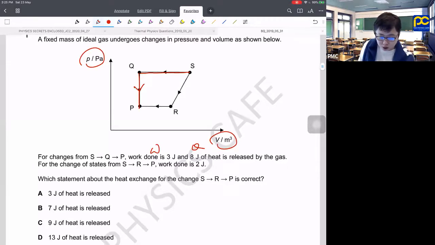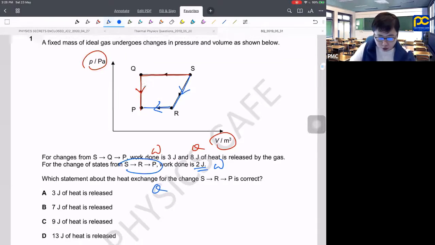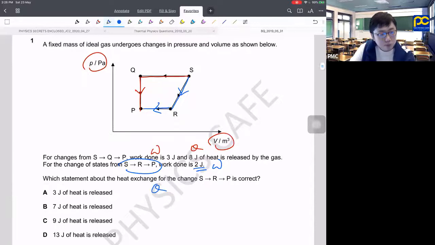Three joules of work done. Heat transfer is 8. Then after that, they go over here and ask, how about S, R, and P? The direction is like this, S, R, and P. Then they give me the work done. You're asked to find the Q for S, R, and P. Everyone try on your own. Don't need to look at the answer, just try on your own and see whether you can do it. What should I do? S, Q, and R. SRP.